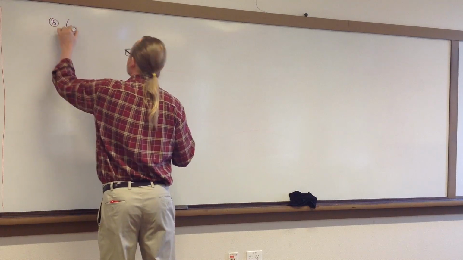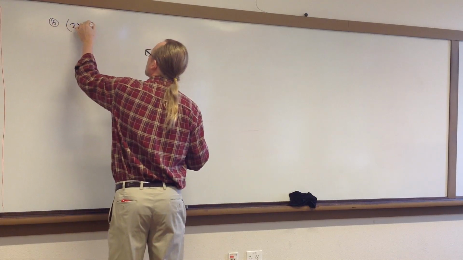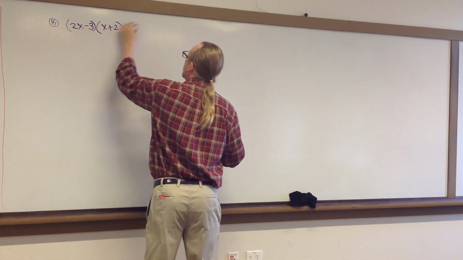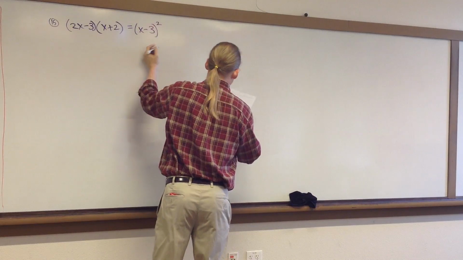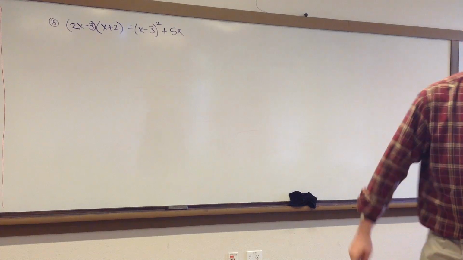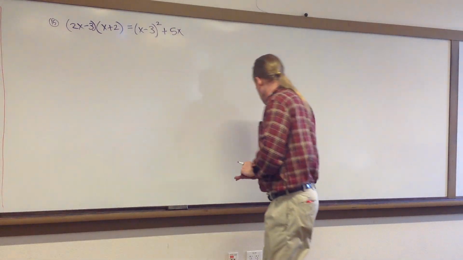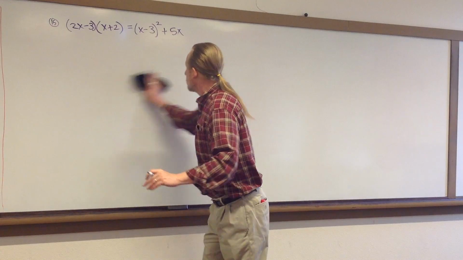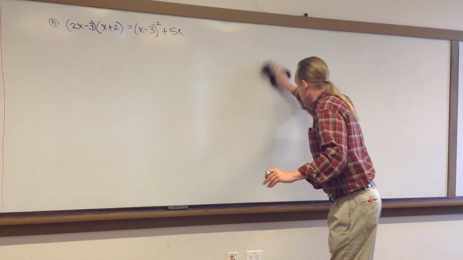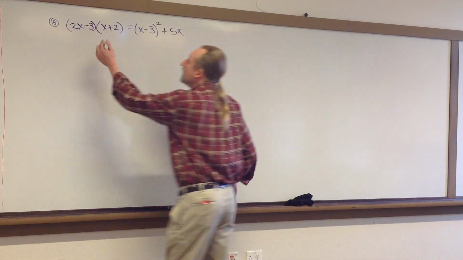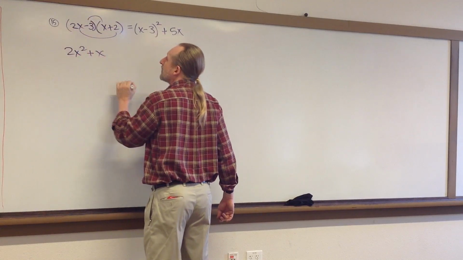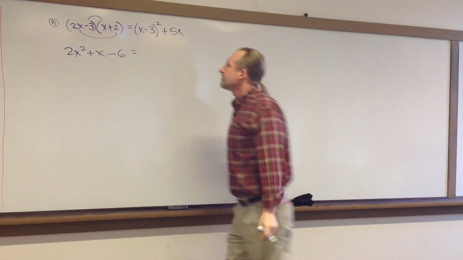So, in problem 15, we start out 2x minus 3 times x plus 2 equals x minus 3 all squared plus 5x. Okay, so first thing we need to do is simplify this down and put it into standard notation. Let's clean this up a little bit before we get started. Alright, so over here we'll get 2x squared plus 4x minus 3x, so that's plus 1x minus 6.